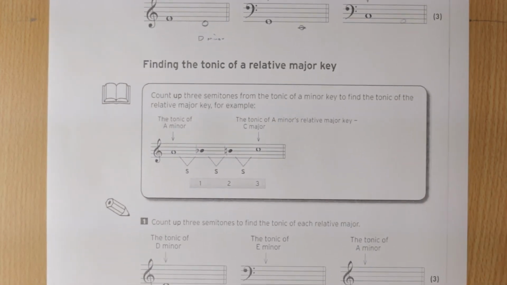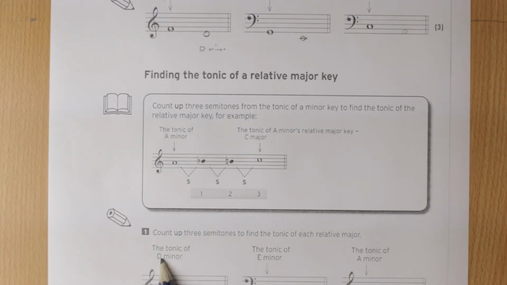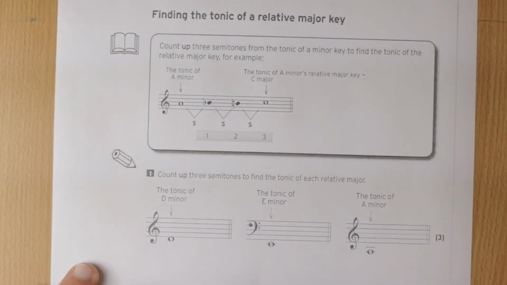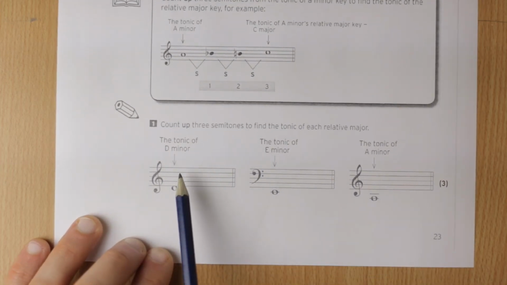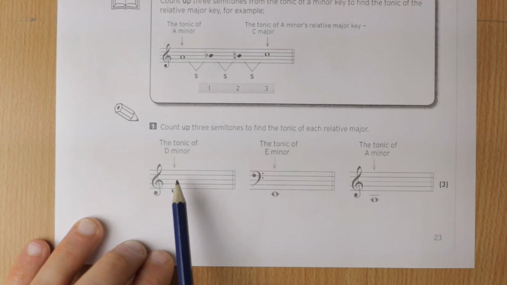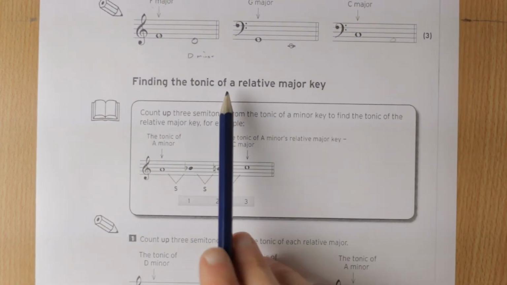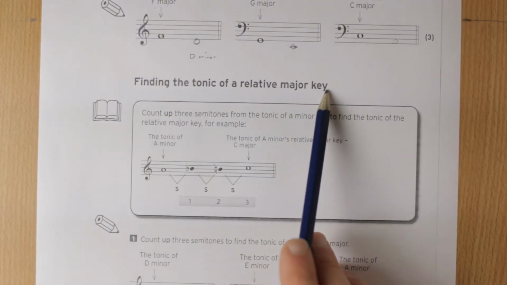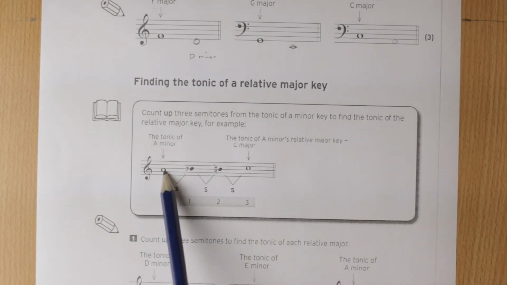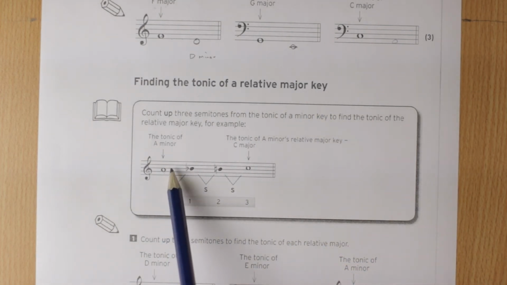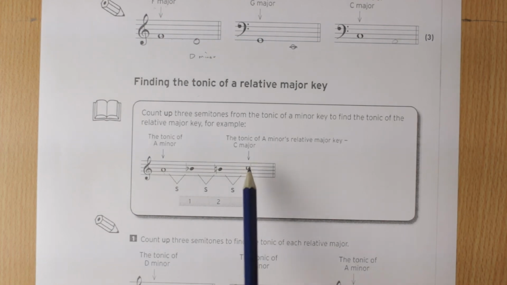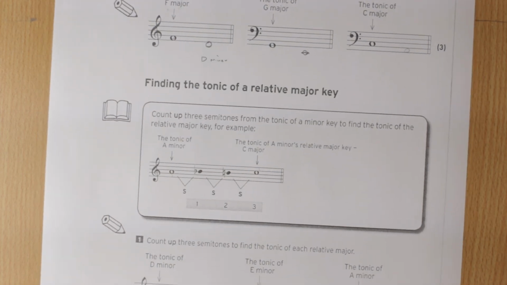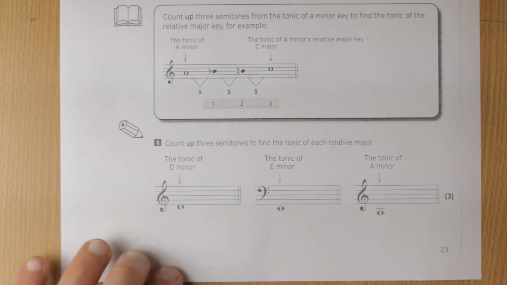This is the same, but going the opposite way. So if you start on a minor, that's D minor, you're going to go up 3 semitones to find... sorry, this question here is doing the opposite of what we've just done. Finding the tonic of a relative major key. When you start with the minor key, you go up 3 semitones to find its relative major. So you do the opposite. Okay, and I'll let you do that. Okay, that's MTT9.